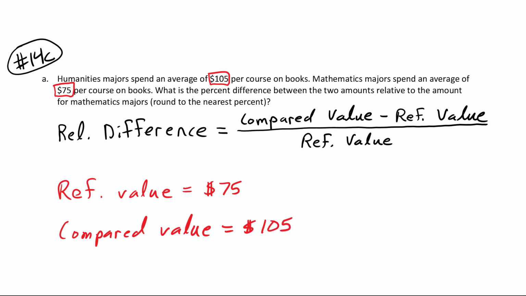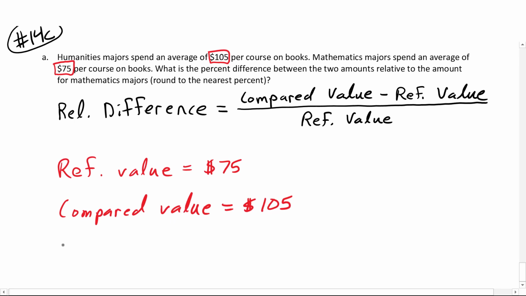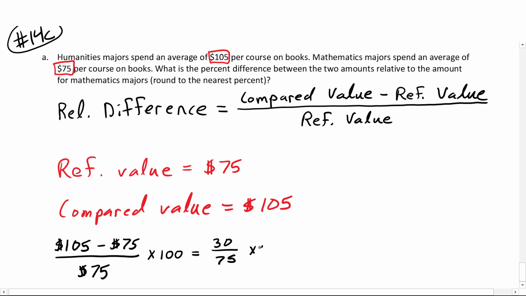And so when we do the calculation, it would look something like $105 minus 75 divided by $75. And we're going to make this into a percentage, so I'm going to multiply by 100. So that turns into 30 divided by 75 times 100. And when we divide and do the calculation here, we'll get 40% as the relative difference.